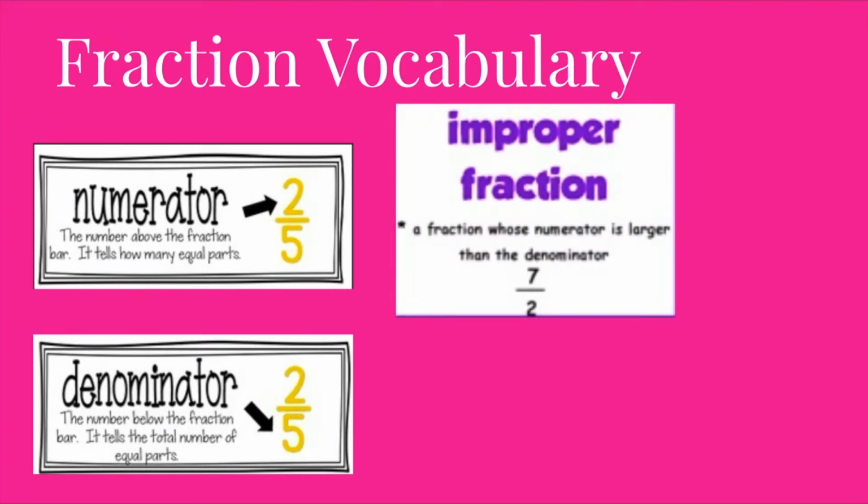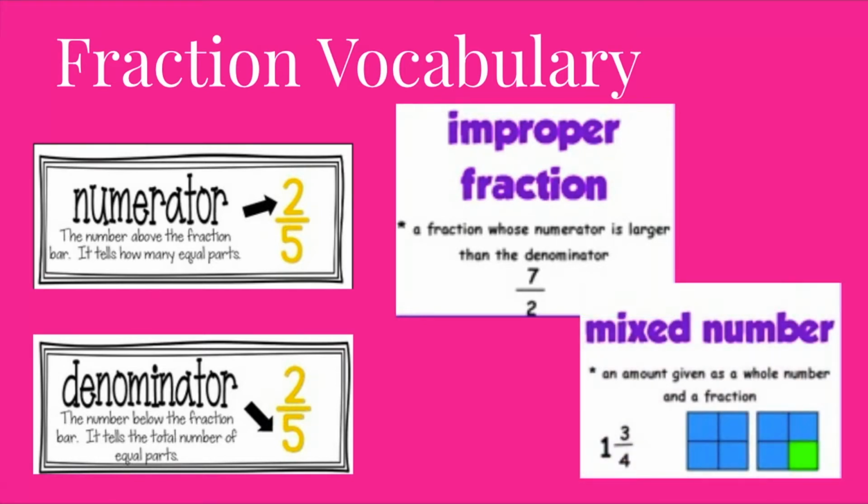Improper fractions. These are fractions in which the numerator is greater or larger than the denominator. In the example here, 7 halves. 7 is larger than 2. Therefore, it is an improper fraction.